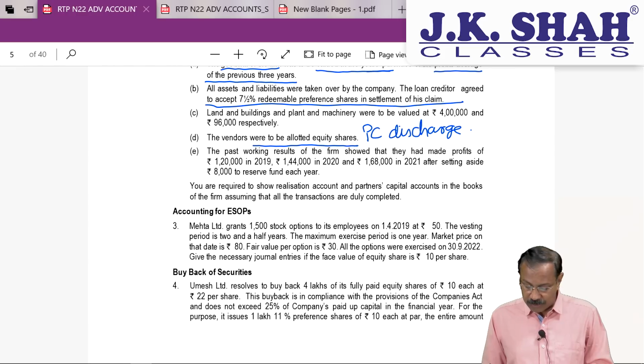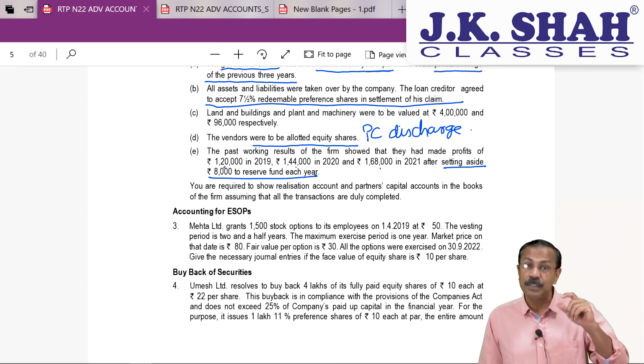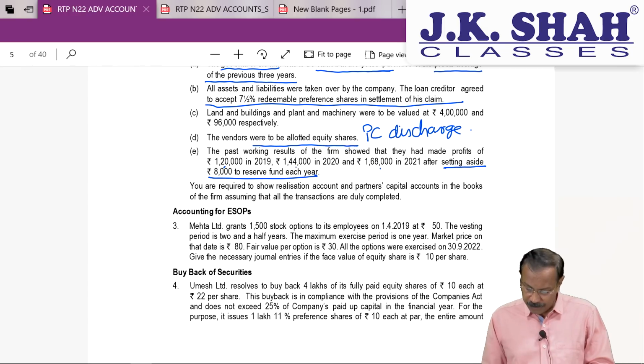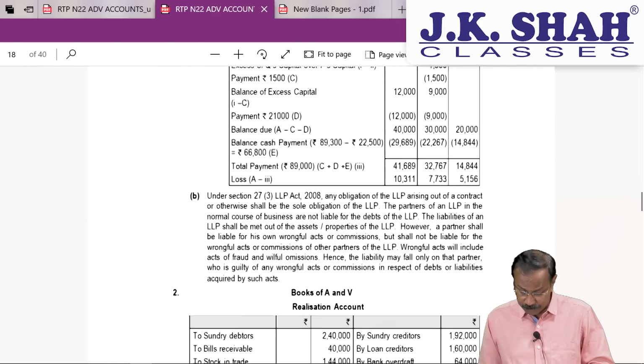Land and building and plant and machinery were to be valued at 4,96,000 respectively. Vendors were to be allotted equity shares. In short, PC is to be discharged only in the form of equity shares. No cash, no preference shares, no debentures. The past working results of the firm showed that they had made a profit of 120, 144 and 168 after setting aside 8,000 to reserve fund each year. So this is your profit after transfer to reserve fund. So before transfer to reserve fund, you add back 8,000 because goodwill has to be calculated on the profits earned before transferring to reserve fund, remember. You have to prepare the realization account, partners capital account in the books of the firm, assuming that all transactions are duly completed. First, let us see the working of calculation of goodwill.